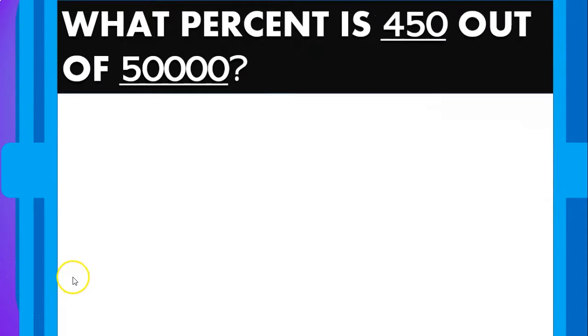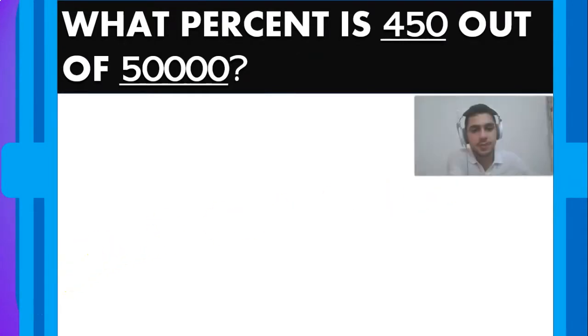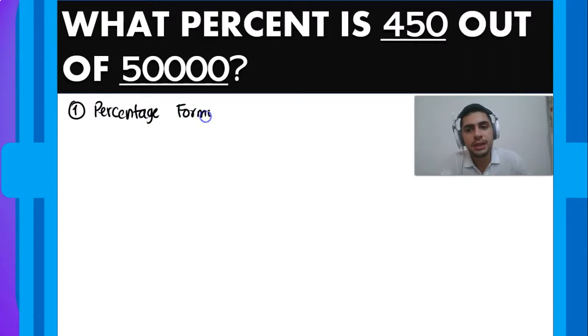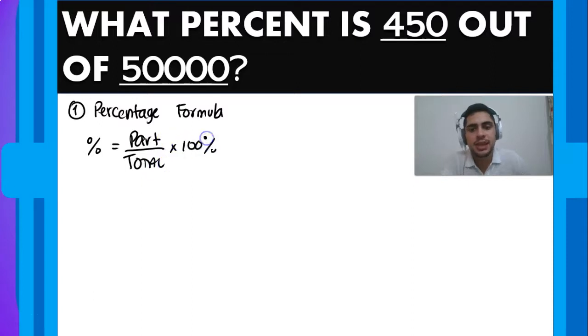So what percent is 450 out of 50,000? So guys, as we learned in the video I'm going to be putting in the card right there, we know that we can actually use two methods. So the first method is just applying the percentage formula. So remember that the percentage formula is going to be that the percentage is going to be found as the part divided by the total, and then we multiply that by 100%.